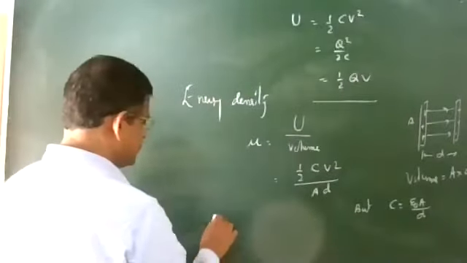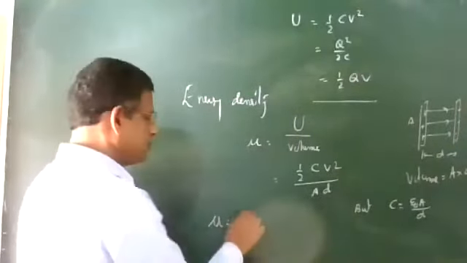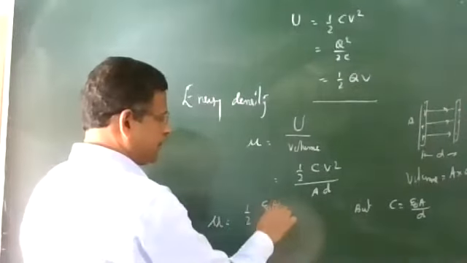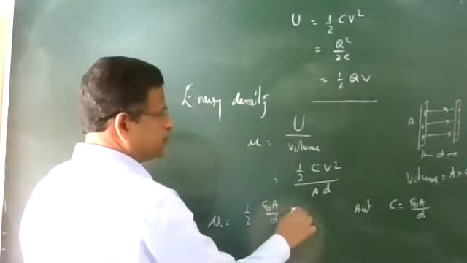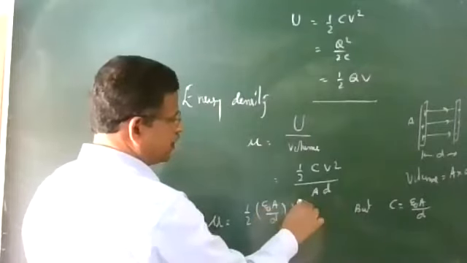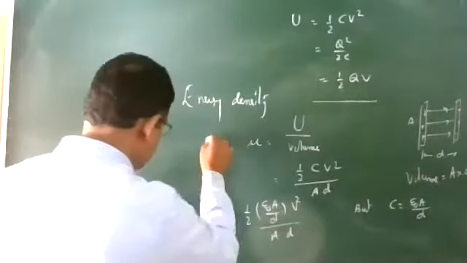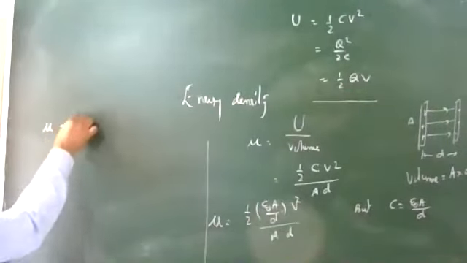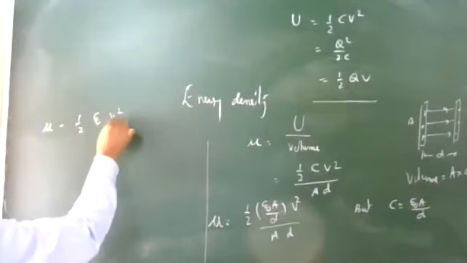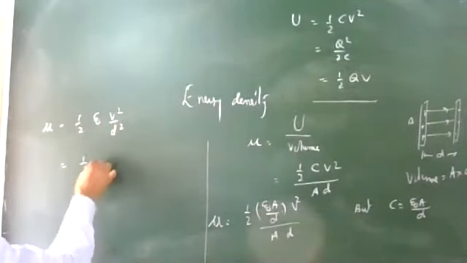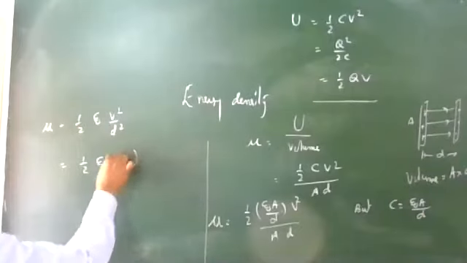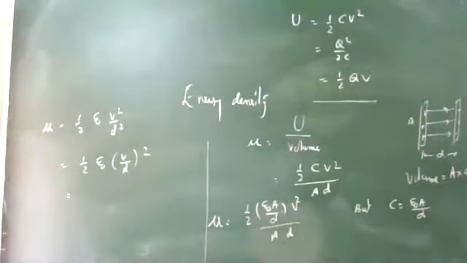Substitute this value. Energy density, represented by small letter u, is half epsilon 0 A by d into V square divided by A into d. A cancels. The remaining will be small u equal to half epsilon 0 V square divided by d square. What is the meaning of V upon d? Potential difference upon distance. What is this? This is the electric field between the plates of the capacitor.